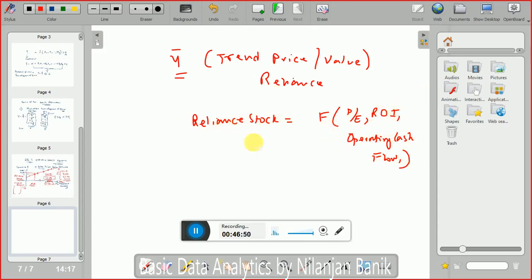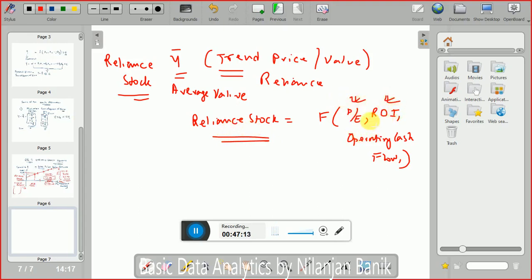So this is the price of Reliance stock, just looking at the trend value over the last few days, where I'm taking the price as the average value. And the other thing is, I want to forecast the value of Reliance stock as a function of other parameters like price earning ratio. So if price earning ratio goes up, Reliance stock price is expected to go up or down? What do you guys think?